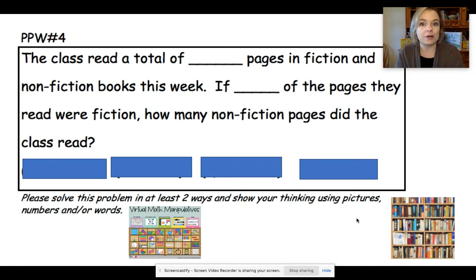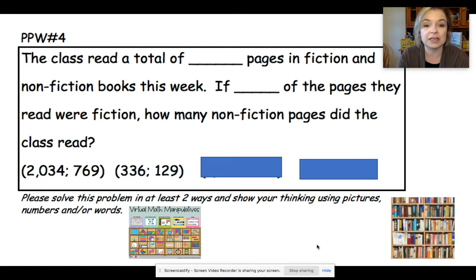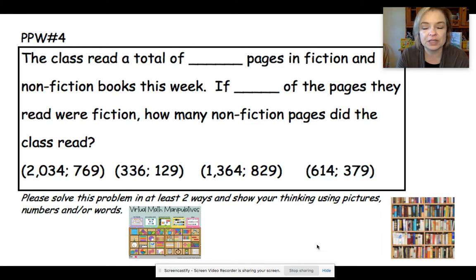Good job. All right, so let's take a look now at what our problem numbers are, and they are getting big this week. Okay, so we might say 2,034 and 769, 336 and 129, 1,364 and 829, or 614 and 379. So now let's place these in the problem, okay, friends? So remember, the pink space is where the numbers that are underlined in pink go, and the yellow space is where the numbers underlined in yellow go. That will just help you remember where it goes where.